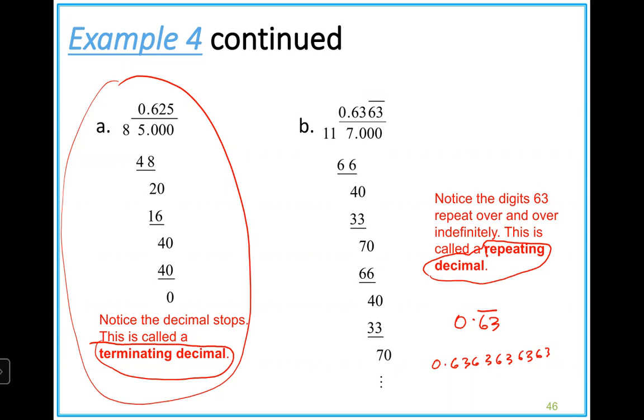Oftentimes when you're asked to solve problems involving these types of fractions, they might tell you to round it off to a certain number of places. They may say round to 2 decimal places, 3 decimal places, 1 significant figure, 2 significant figures. So you just have to make sure to read and see what the question asks you to do, because we don't necessarily need to list all the places for every situation. Okay, so that is how we convert.